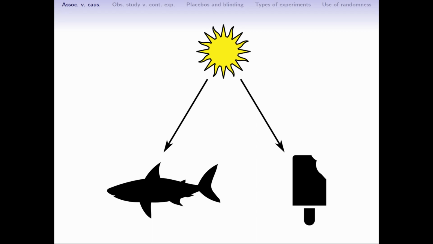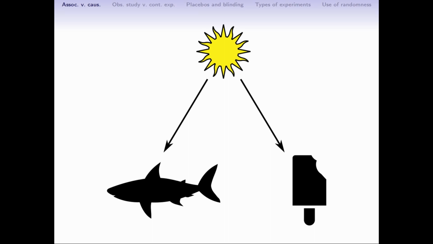Likewise, as we move into the fall and winter, people are not swimming, the sharks are moving offshore, and ice cream sales are going down because people are frankly not that interested in eating ice cream as the weather gets colder. So what we see here is the presence of a third or a lurking variable, a hidden variable, which is causing an association between two other variables. And so looking for these confounding variables is often an important exercise in understanding an association.